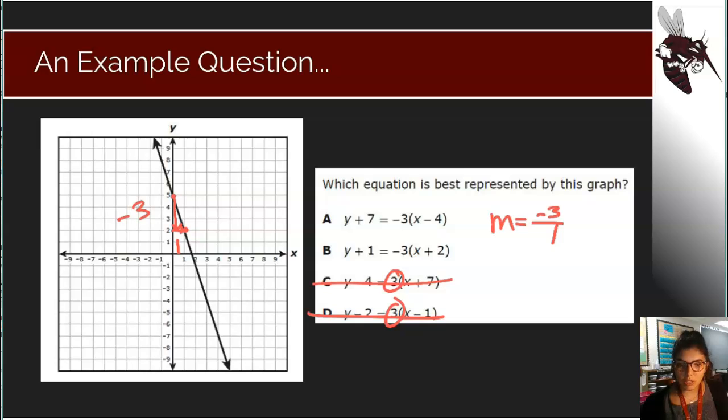And we just have to make sure that the point from A and B are on the line. The points represented here are 4 and negative 7, and negative 2 and negative 1. Well, 4, negative 7 is right here. Negative 2, negative 1 is here. So obviously, A is on the line and B is not. So that's one of the graphs represented.